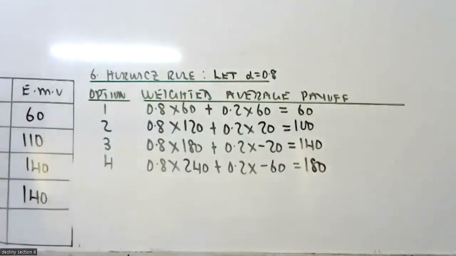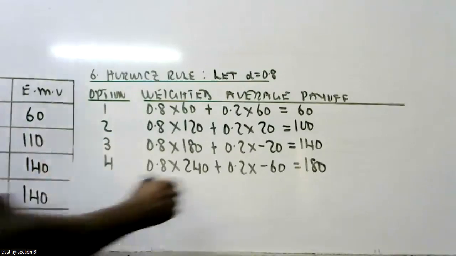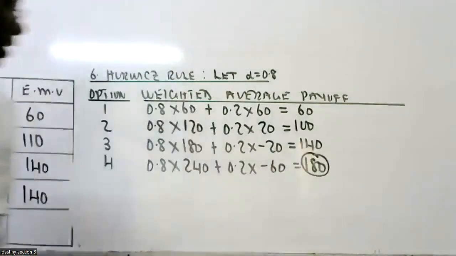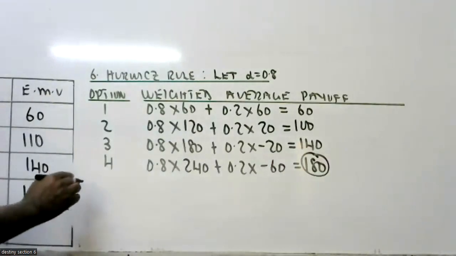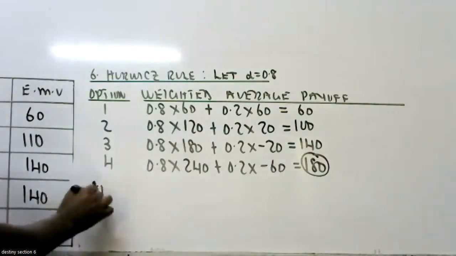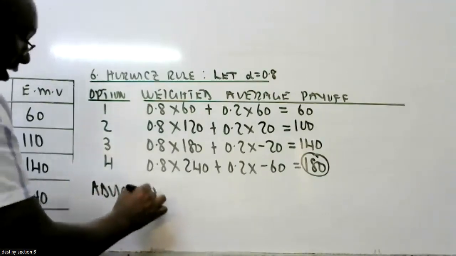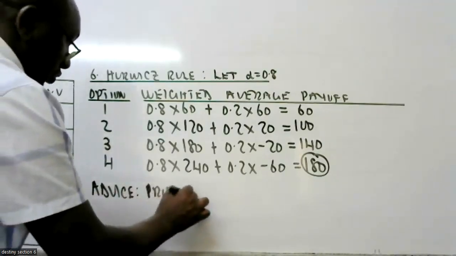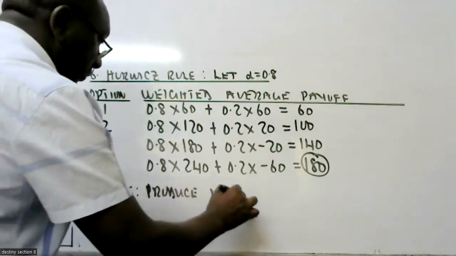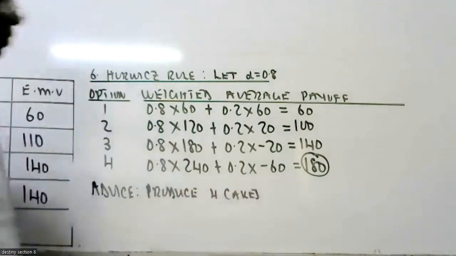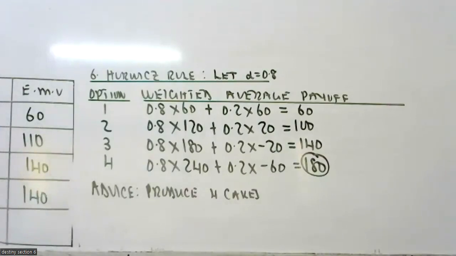So once again, according to this rule, you should go for the highest. So the highest is 180. And that 180 is coming from number 4. So we are going to advise these guys that they need to produce 4 cakes.